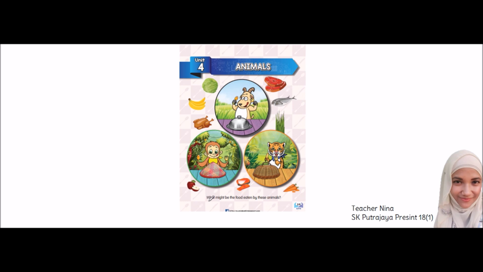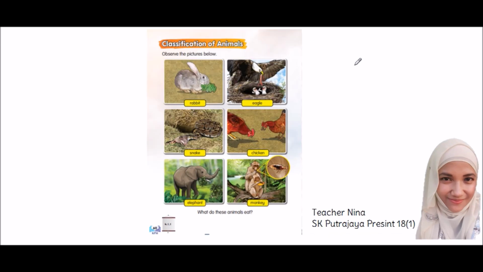So now, let's look at the question. What might be the food eaten by these animals? Now let's look at page 60. We are now going to learn about the classification of animals. I really hope you still remember about classification that we learned in the subtopic of science process skills not too long ago. So now, let's observe the pictures below.